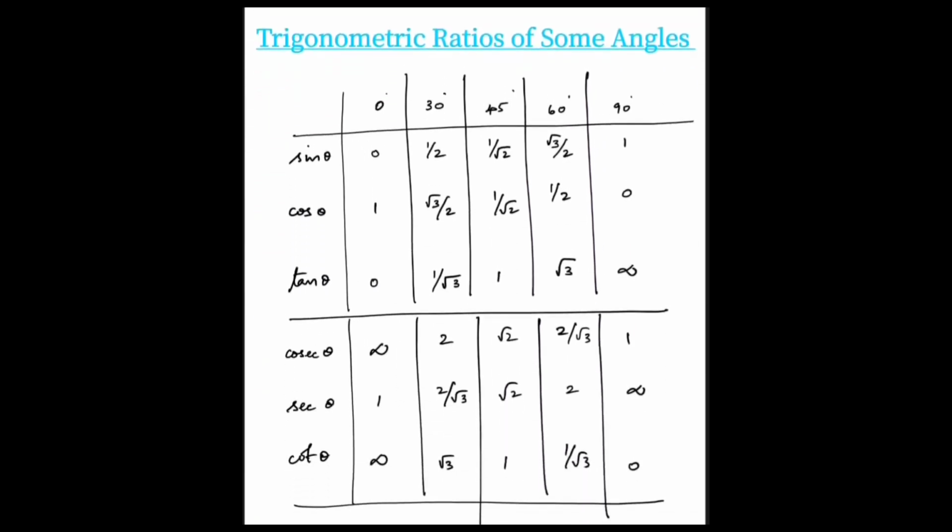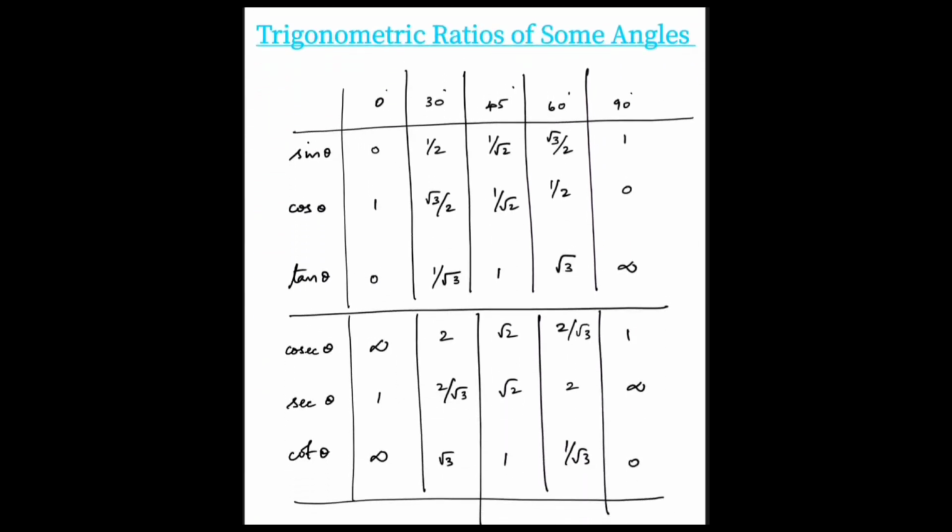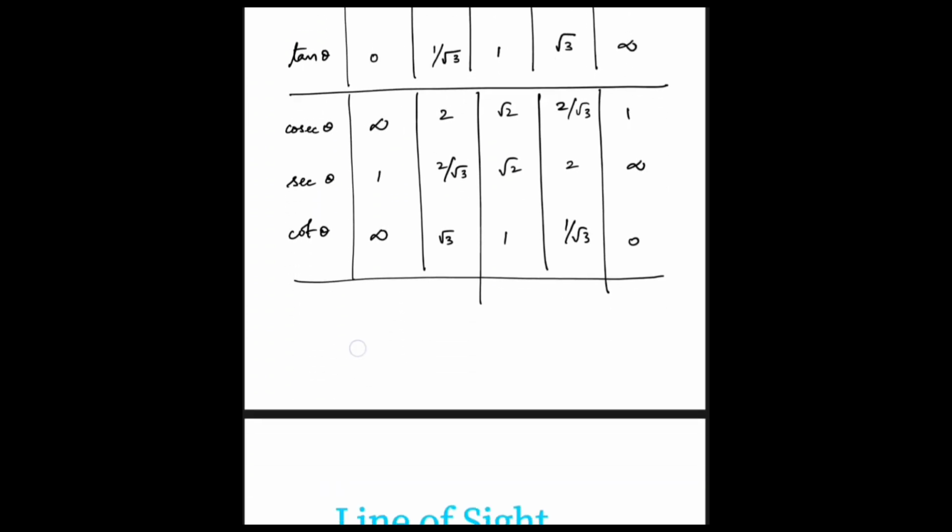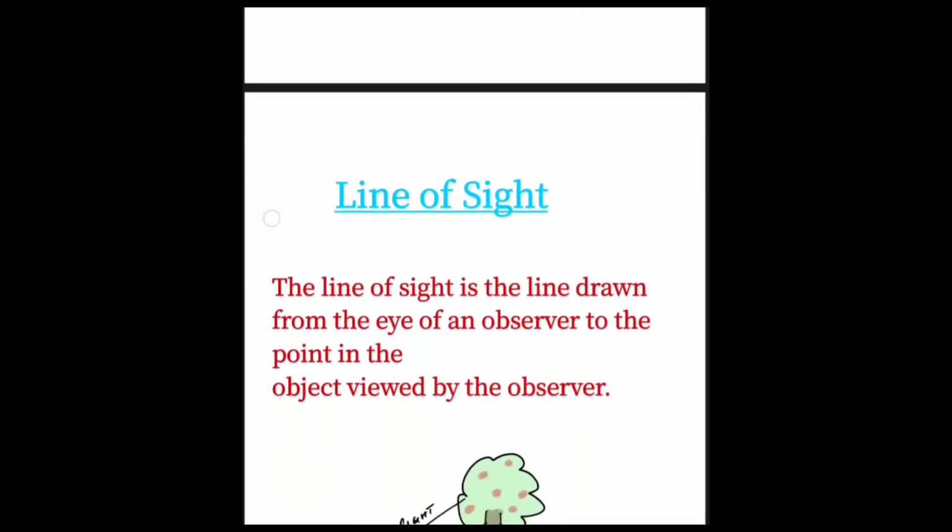We should also remember trigonometric ratios of some angles, that is for 0 degrees, 30 degrees, 45 degrees, 60 degrees and 90 degrees. And now we'll see some new terms for this chapter.